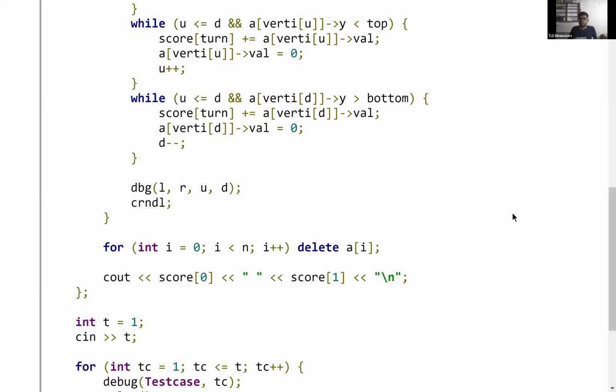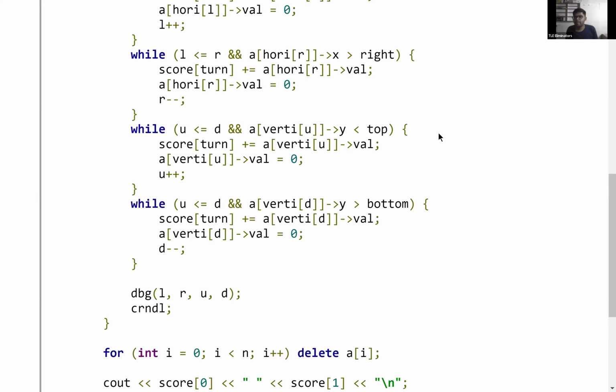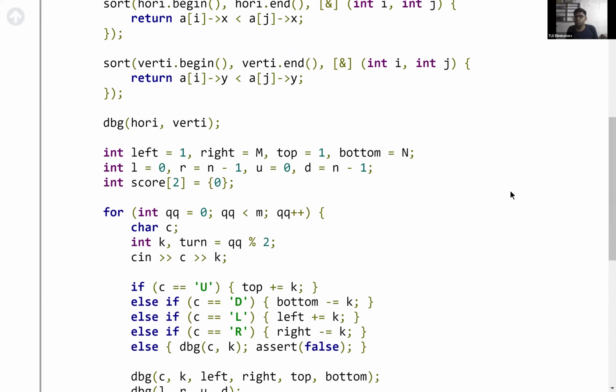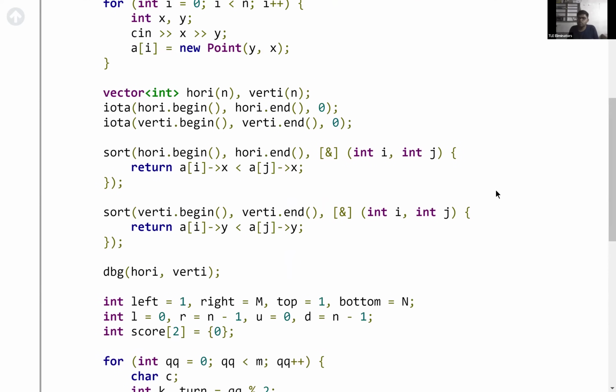So, did this solution help you a little bit to know the place where you are getting stuck or something? Anyone?